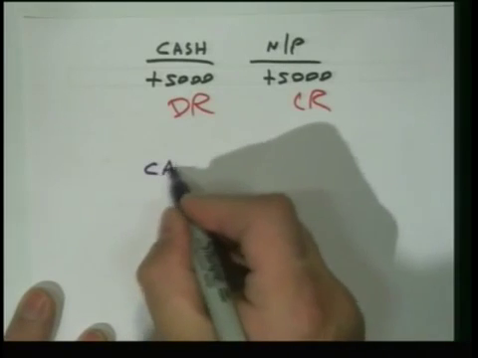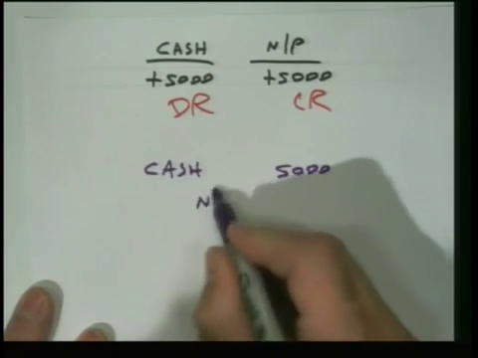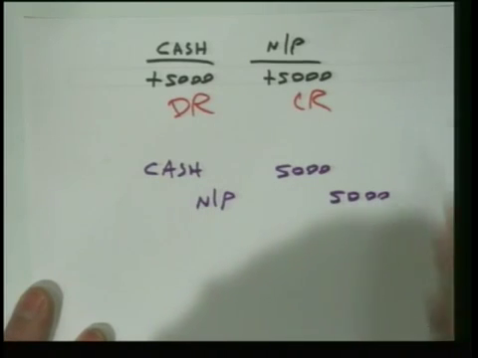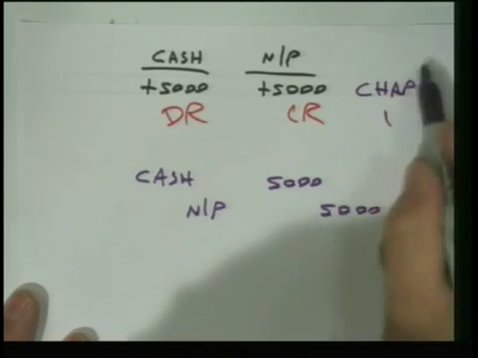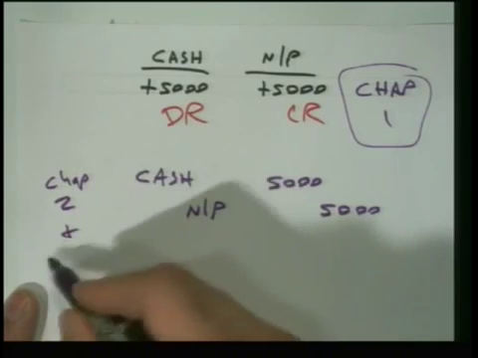Cash is debited for $5,000. Notes payable is credited for $5,000. This is Chapter 1. And this is Chapter 2 and beyond.